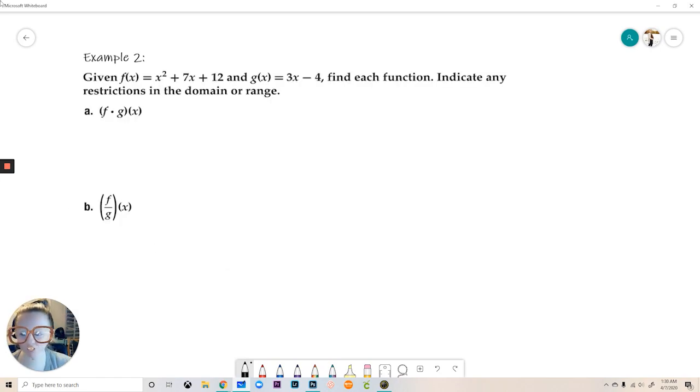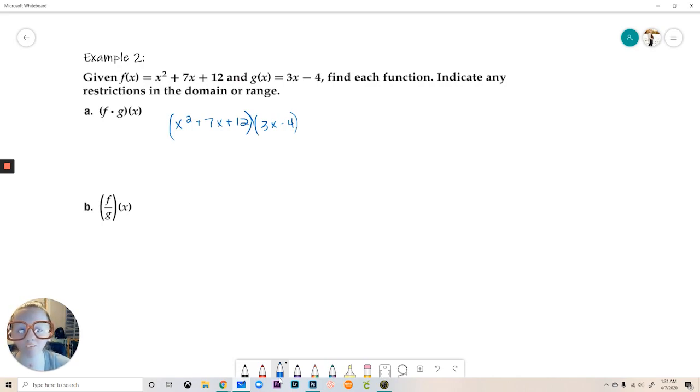Okay, example 2 is given f of x being x squared plus 7x plus 12 and g of x being 3x minus 4, find each function. Indicate any restrictions in the domain or range. This time we are going to multiply both of these functions. So I'm going to take x squared plus 7x plus 12 times 3x minus 4. This is going to require a lot of the distributive property, making sure each piece gets multiplied to all of the other pieces.